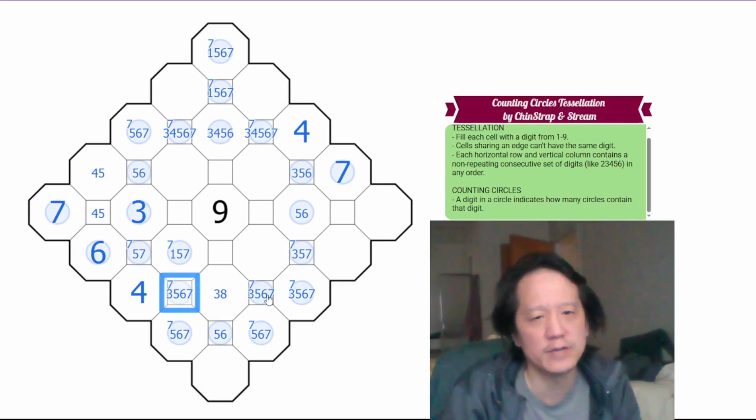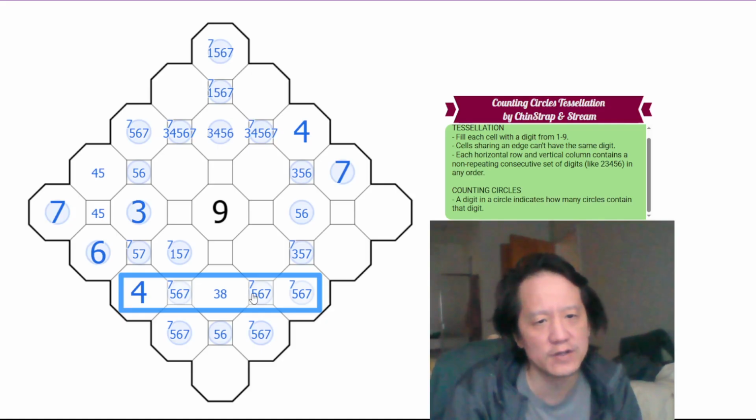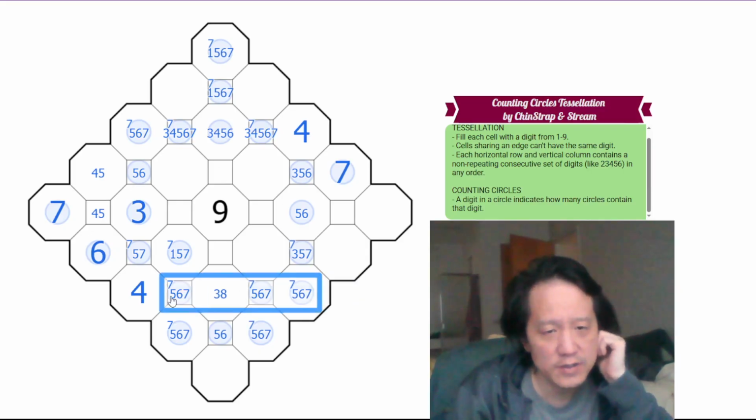In which case, this can't be 3. Because if this is 8, which means this can't be 3 through 7, it would have to be 4 through 8. Or it's 3, in which case it can't be 3. So we have 5, 6, 7 here.